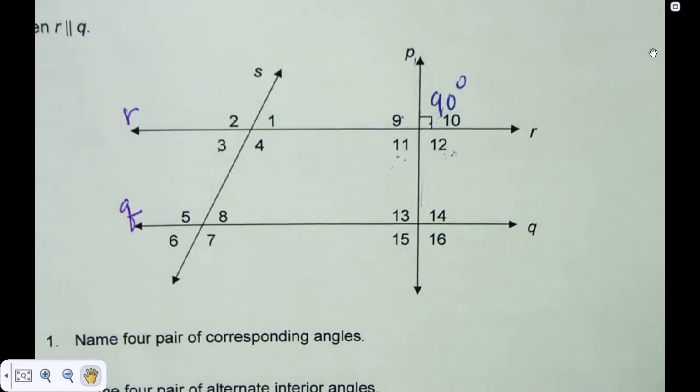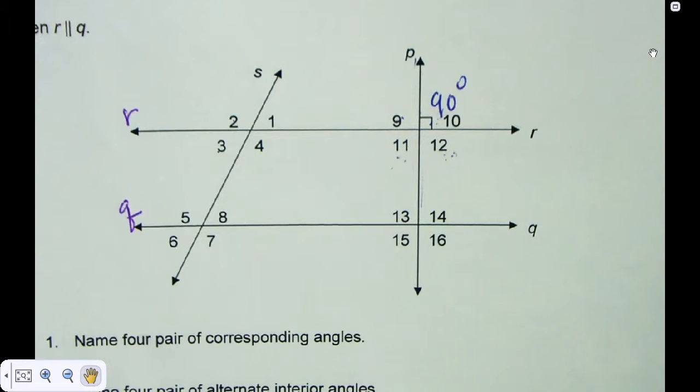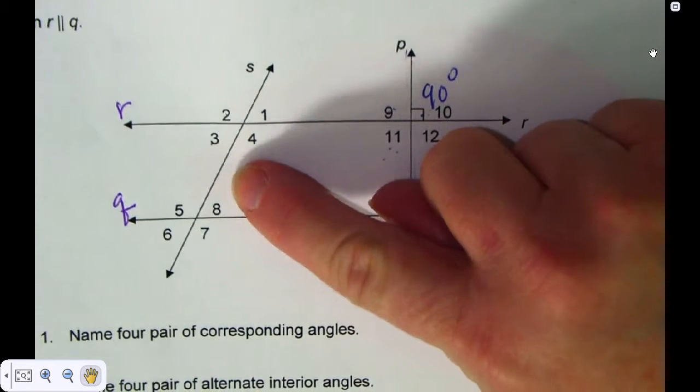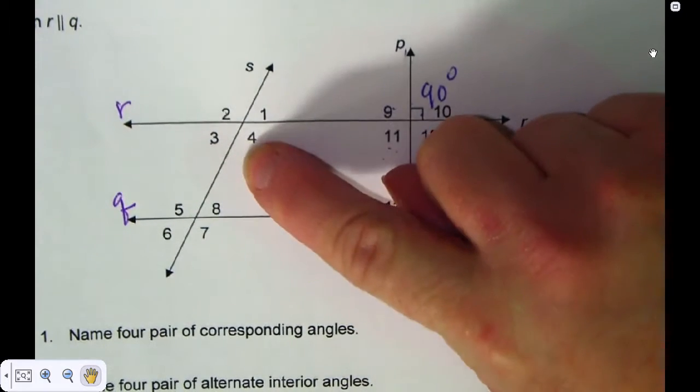Very good. Okay, so 3 is supplementary to what angle? 5. It's also supplementary to 2 and 4. 6 is supplementary to 7 and 5. I'm not hearing everybody. I need to know if you know this. 7 is supplementary to 6 and 8. 8 is supplementary to 5 and 7 and 4. And what are these called? Same side interior angles. Good.